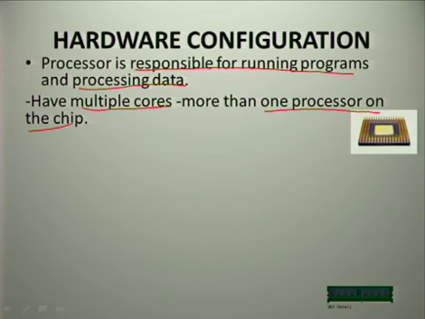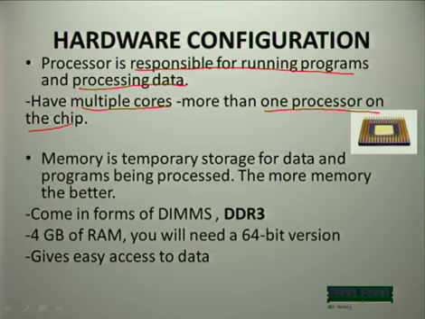All right. Now, your memory. Memory is your temporary storage for data and programs that are being processed. The more memory you have, the better your computer will function. Your memory comes in the form of DIMMs, which is this picture here. So we refer to this as a DIMM, and the example that is normally used would be a DDR3. In most of the adverts that you would see, they refer to your RAM as a DDR3, and then they give you the size of the RAM.